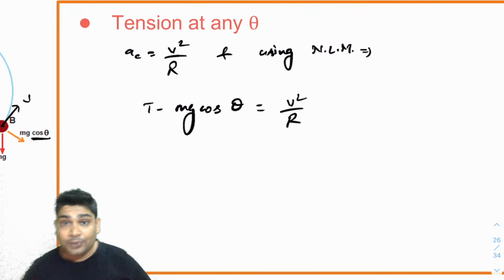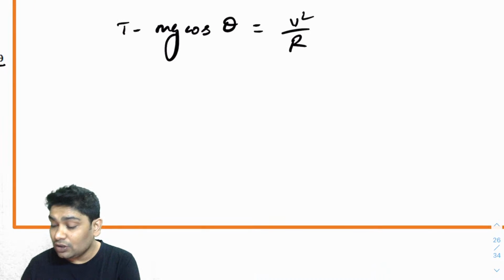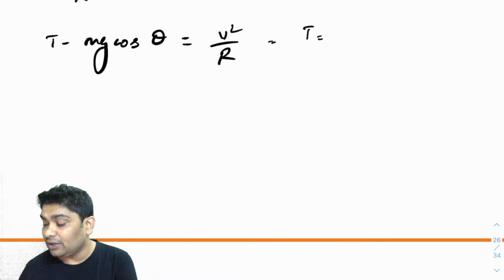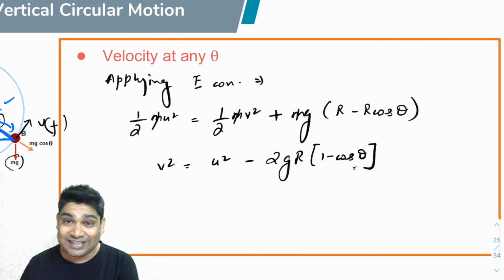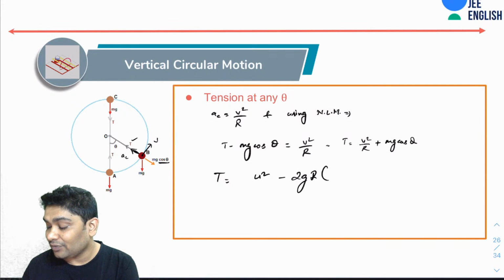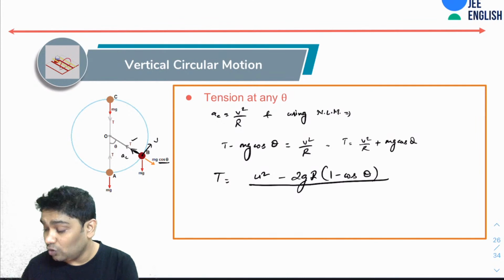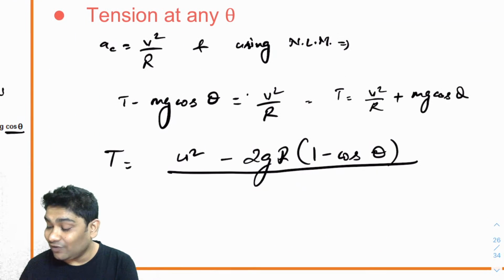Okay, so I hope you can realize that. That will give me the expression for tension at any theta. So T becomes m v square over r plus mg cos theta. Now I already calculated my v square earlier, so let's substitute this value. When I substitute, I will get T equals m times (u square minus 2gr(1 minus cos theta)) over r. Okay, so here, yeah, it would be m v square by r.